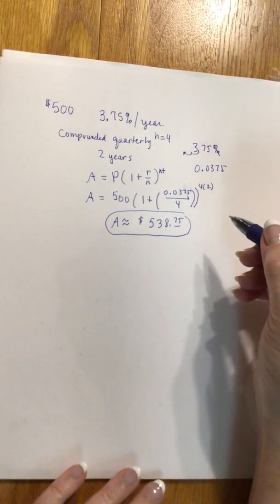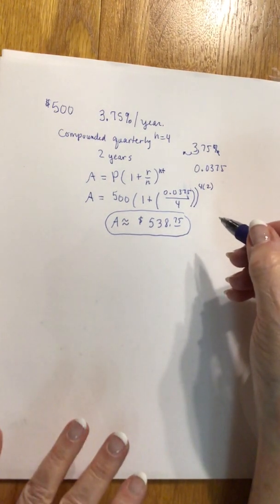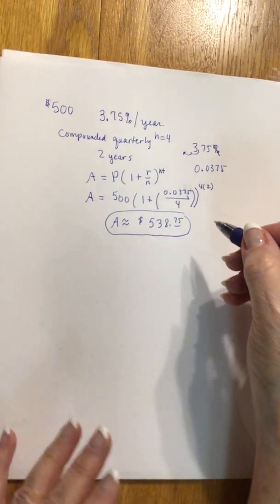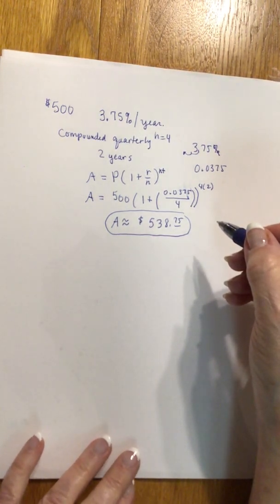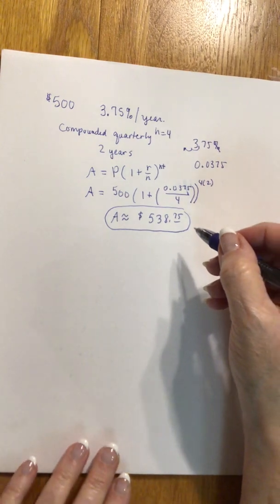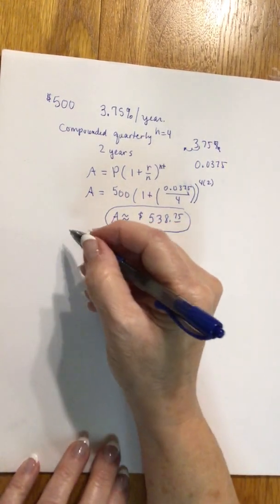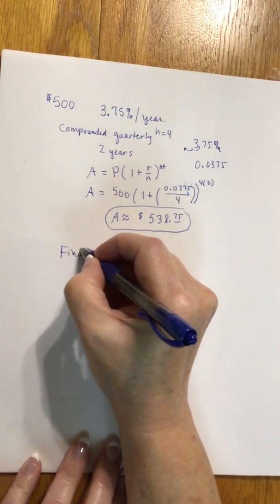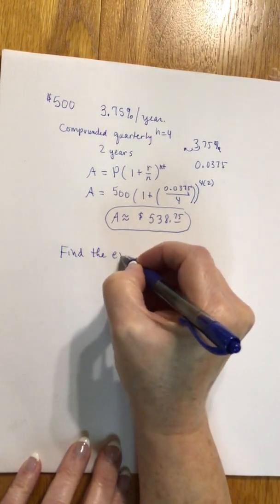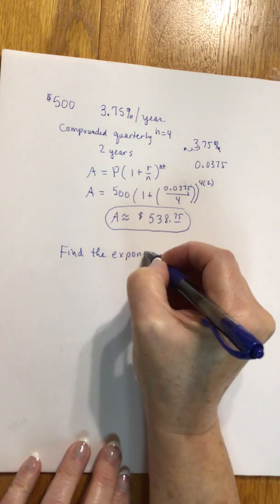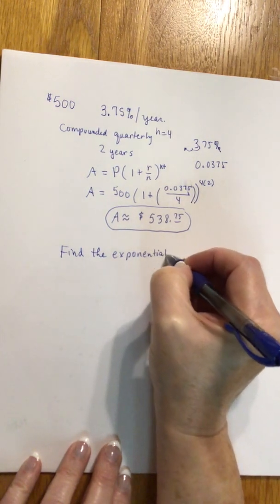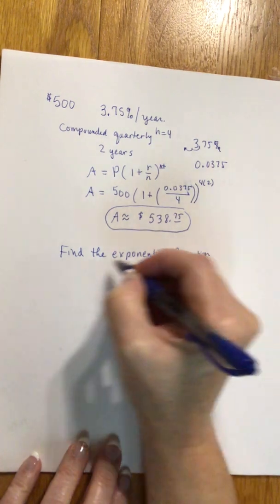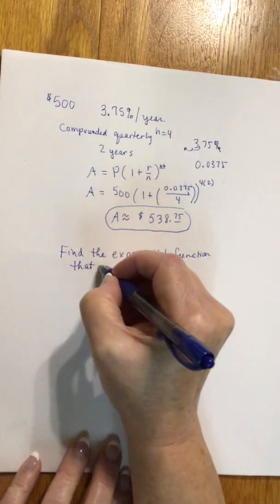Okay, now, so far they've given us the equation first, and then we have to go to the graph. Well, now they're saying I'm going to give you the graph and I want you to tell me what the equation is. So we're going to find the exponential function that goes with the graph.